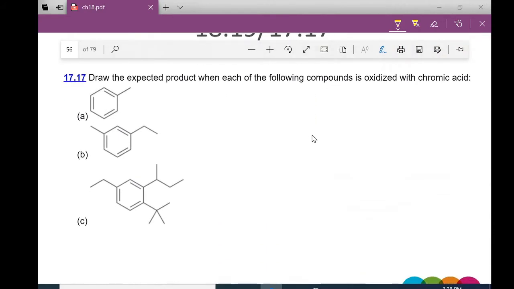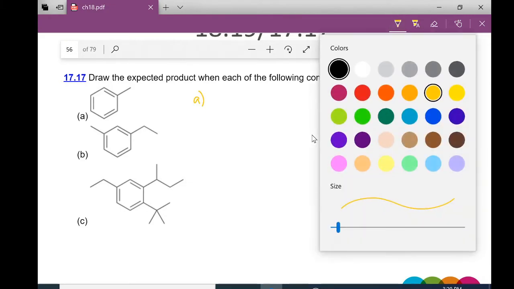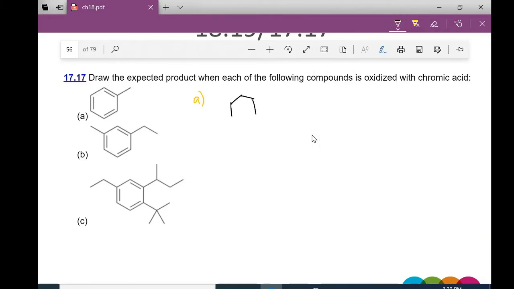Okay, so let's draw the expected product when each of the following is oxidized with chromic acid. That would be like the Jones reagent. So for A, remember we've got this benzylic position here. Okay, so here's our benzylic position. So we're going to oxidize with chromic acid. What does that mean? We're going to get a carboxylic acid on here, so we're going to have benzoic acid.